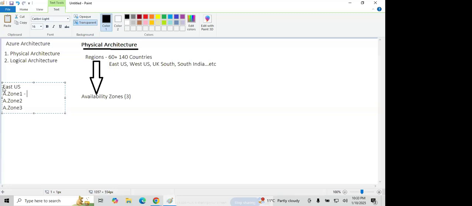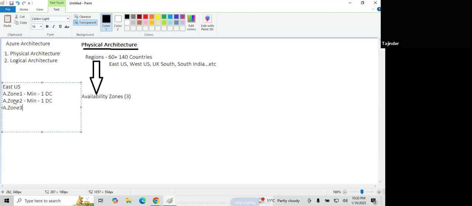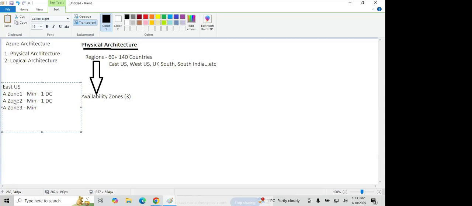Three zones means in three different physical locations, Microsoft has deployed data centers. So inside every zone, minimum there will be one data center and maximum there can be multiple. And these availability zones are at a distance of around 10 to 15 miles. They are 10 to 15 miles away from each other.